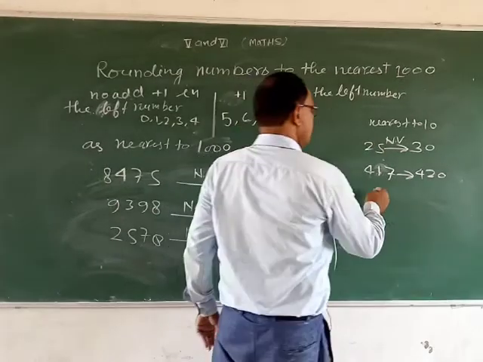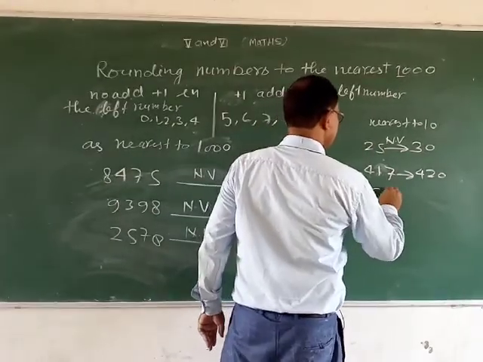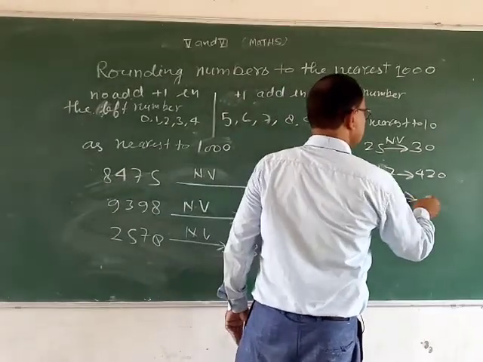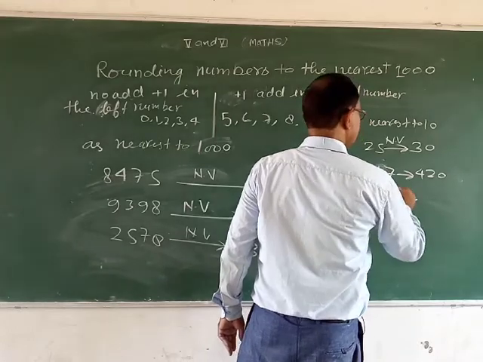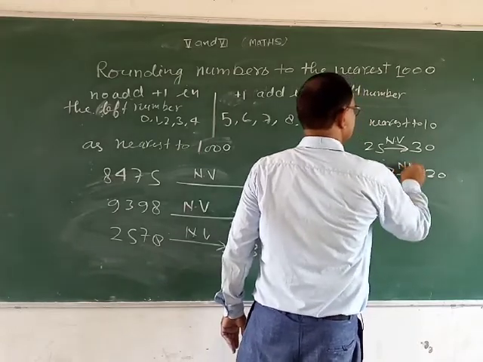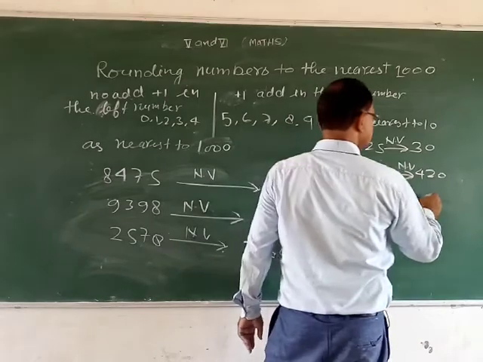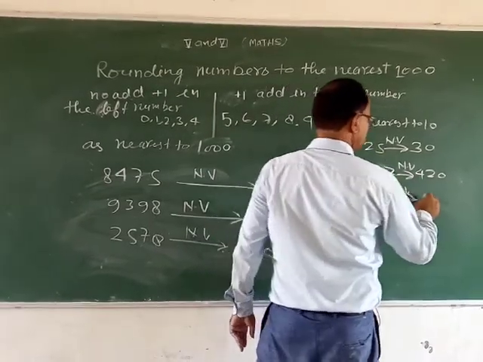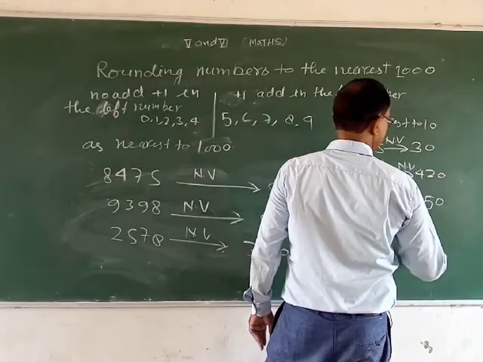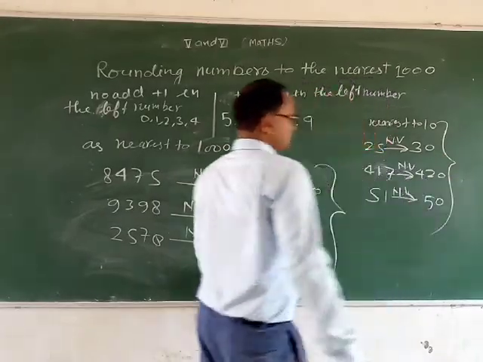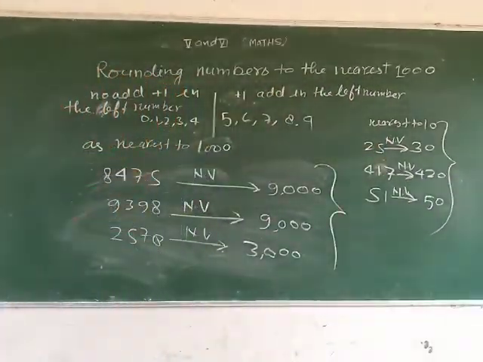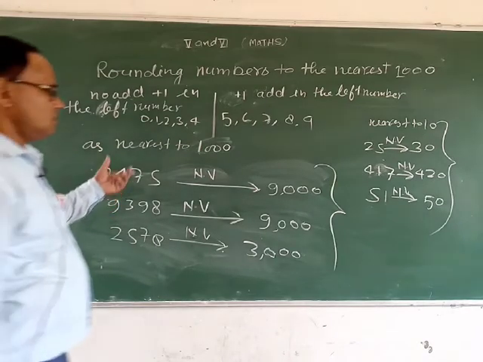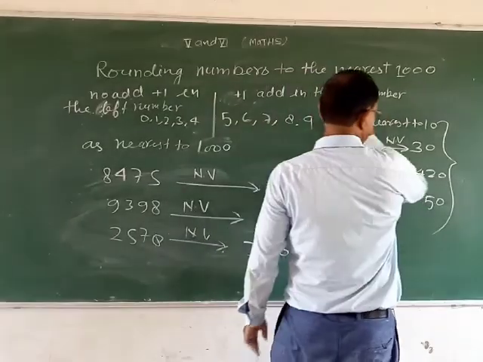Okay, student, and here 51. Its nearest value is 1 terminate, not give to 5, 1. Then we write here 50. Okay, student, these types of questions you can solve on the basis of this rule.